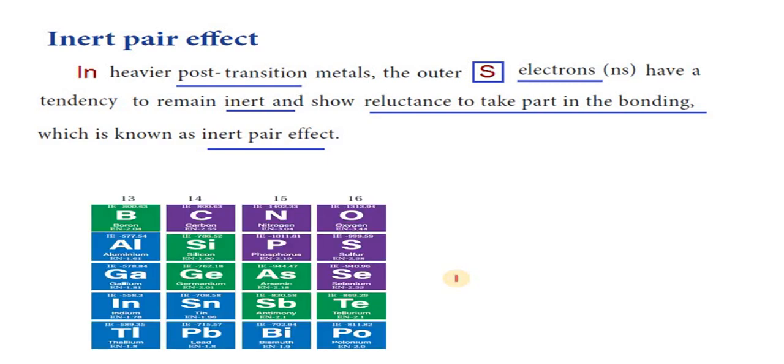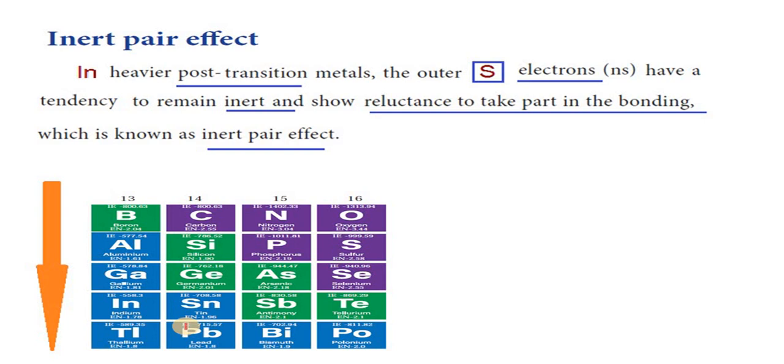You are seeing a picture of the 13th, 14th, 15th, 16th group P block elements. These are the post-transition elements. In the above definition, you see the first line, heavier post-transition metals. The last two series are known as heavier post-transition metals. These are showing higher inert pair effect. So among these groups, the inert pair effect increases from top to bottom. It means aluminium has less inert pair effect than that of thallium.